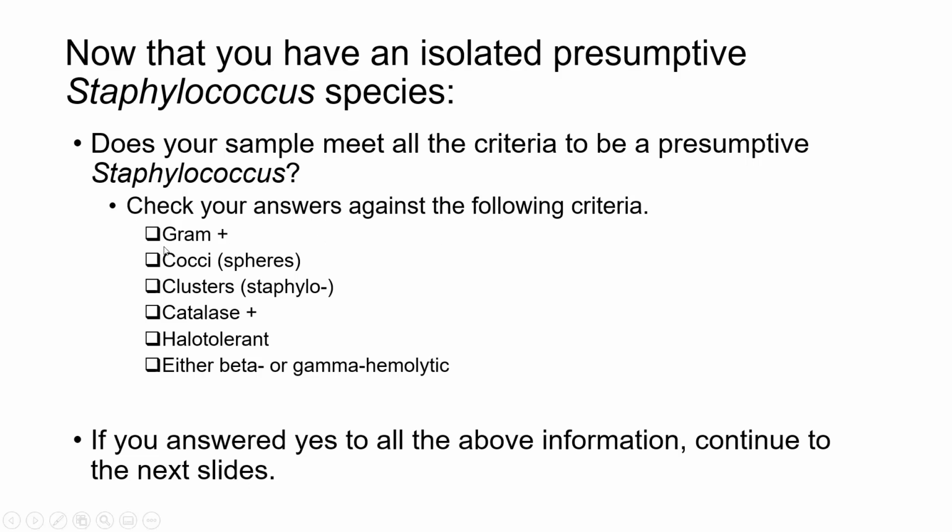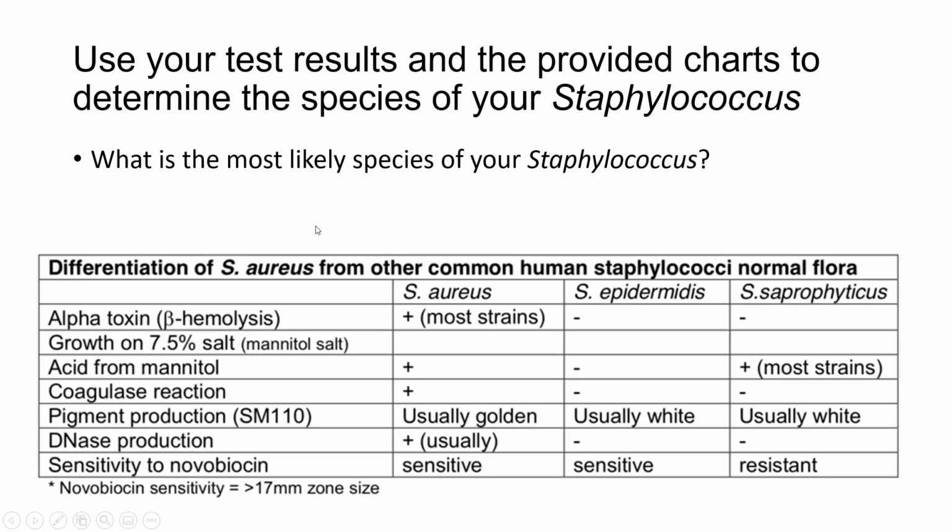All right, so did we check all of these things? Is your specimen gram-positive? Yes. Cocci, clusters? Yes. Catalase positive? Yes. Does it grow in salt? Yes. Is it either beta or gamma hemolytic? Yes. So these are the typical things for staph. And so once you confirm that you have staph, then you want to narrow it down to what species, because staph is just the genus. So let's narrow it down. The species that we're going to distinguish between are Staph aureus, Staph epidermidis, and Staph saprophyticus.